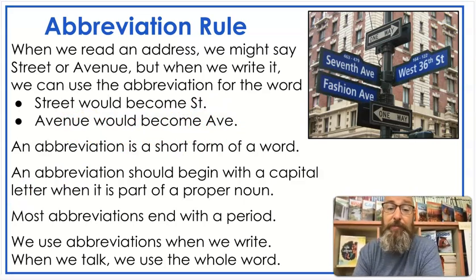An abbreviation should begin with a capital letter when it's part of a proper noun. And as a reminder, a proper noun is any noun that names something. I could say Susan, that's a proper noun, or I could say girl, that's not a proper noun. Susan's a proper noun because it's her name.